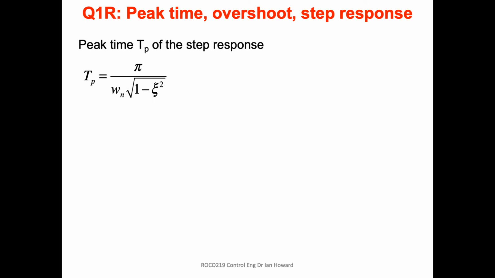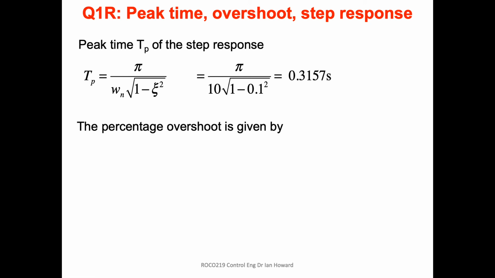The peak time we will be able to look up from a table of basically a formula for this kind of second order system, and it's given by pi divided by omega n square root of 1 minus zeta squared. What we'd have to do is just plug in the values that we've got. So we stick in the omega n as 10 and the zeta as 0.1, and we calculate it, and in this case it would be 0.3157 seconds or so.